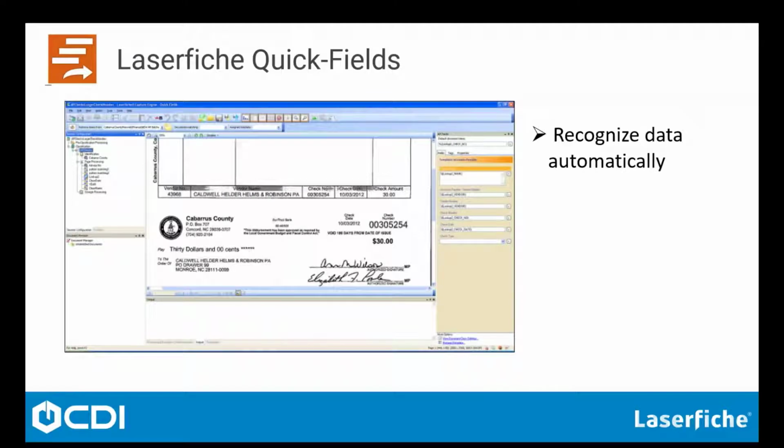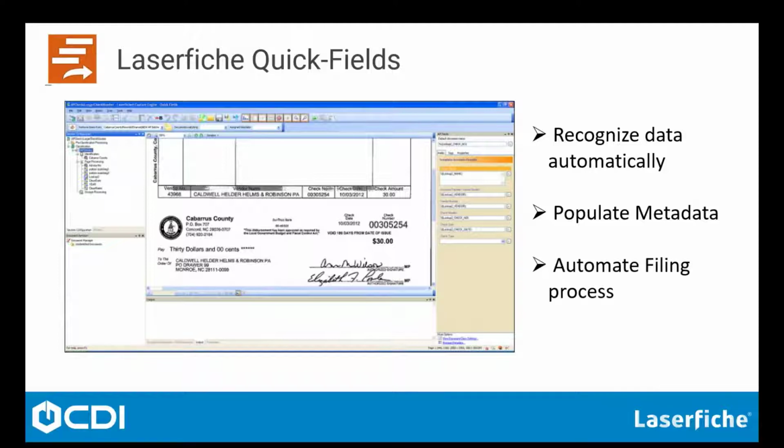And of course, as I mentioned before, this also has the ability to recognize the data automatically. What we're looking at here is just the user interface for Quickfields. We'll see that it's extracting different fields and automatically applying those to the metadata template. So that's its main purpose, is to extract that automatically and then make sure that you're not typing that in manually, but rather we're letting the system do that for you. So populating the metadata, and this can then in turn automate the filing process.